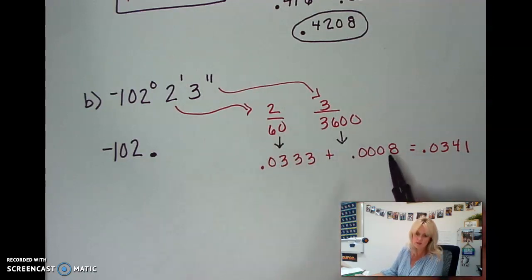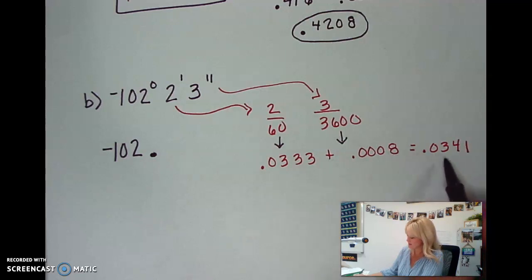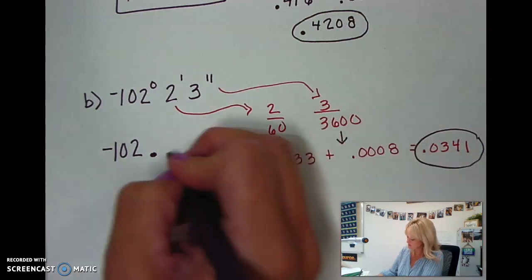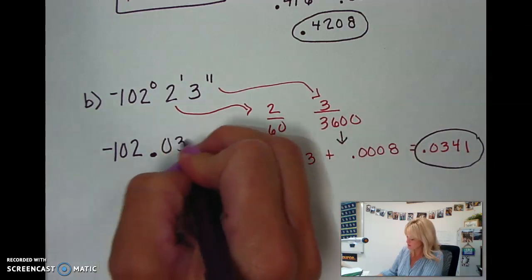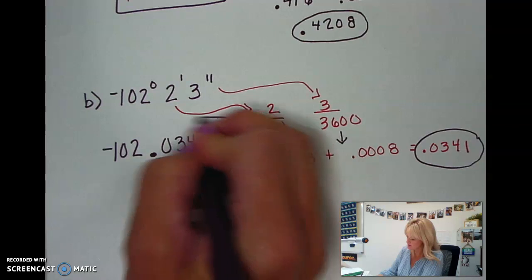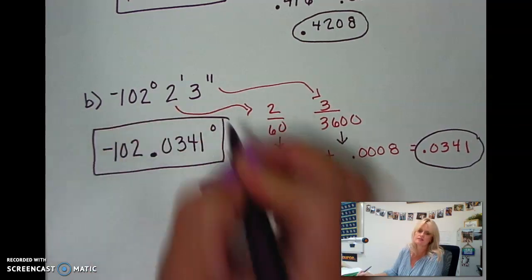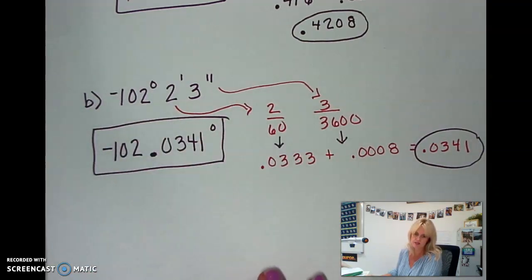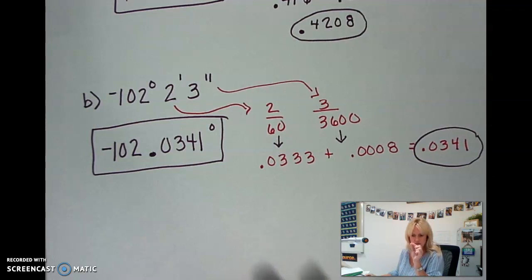Again, we're going 4 decimal places, combining them. Once I have my decimal, I am going to add that to the rest of my answer, and that is the answer for decimal degrees. Again, it's getting more specific, just like me saying something costs $102.03 is more specific than just $102.